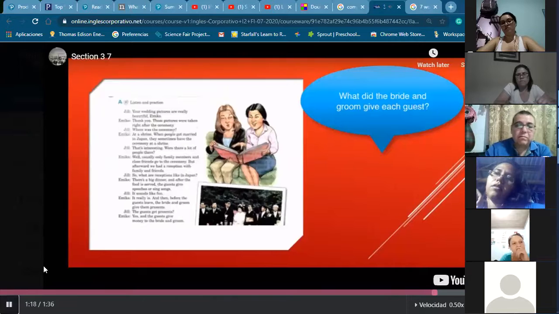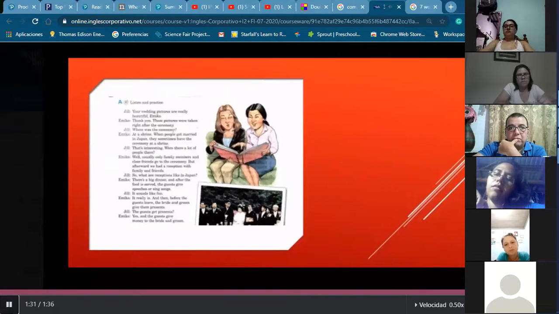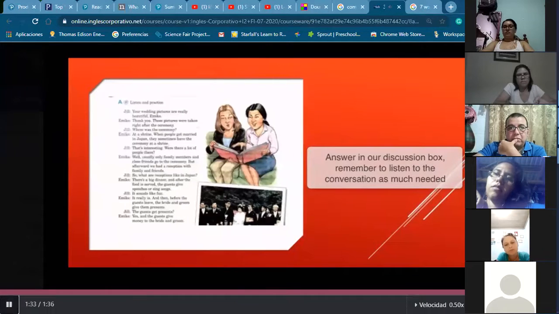I'm curious. What did you and your husband give everyone? Well, sugar is a symbol of happiness in Japan. So we gave each guest a ceramic box filled with sweets. What a nice custom. It sounds like it was a wonderful day. Oh, it really was.